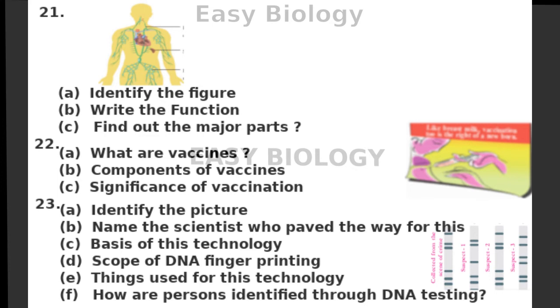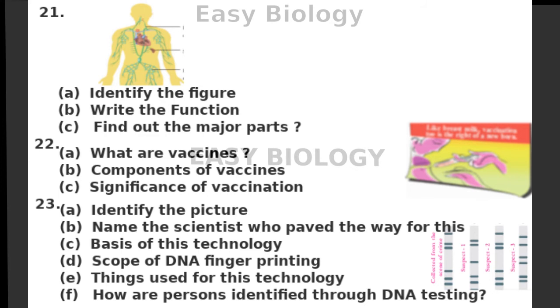Question number 22A. What are vaccines? Answer: vaccines are the substances used for artificial immunization. Question 22B. Components of vaccines. Answer: any one of the components from alive or dead or neutralized germs, neutralized toxins, or cellular parts of the pathogens.